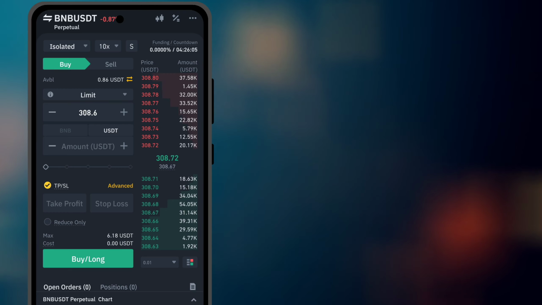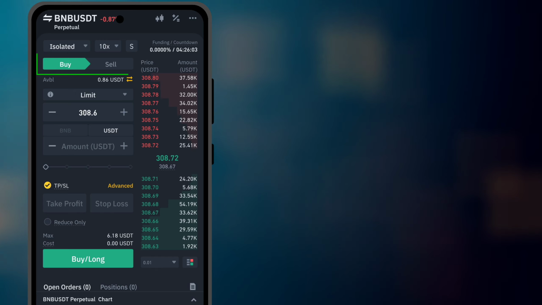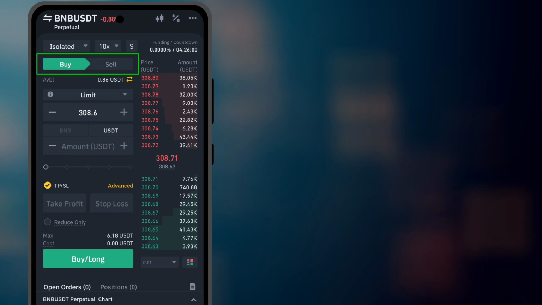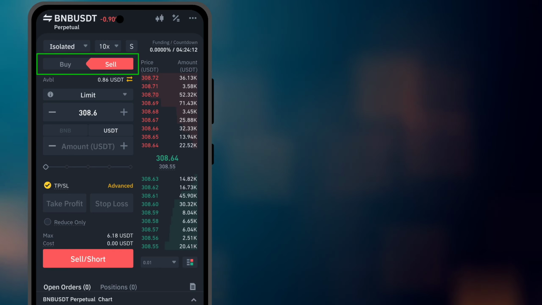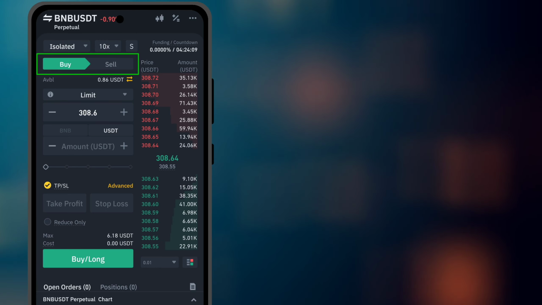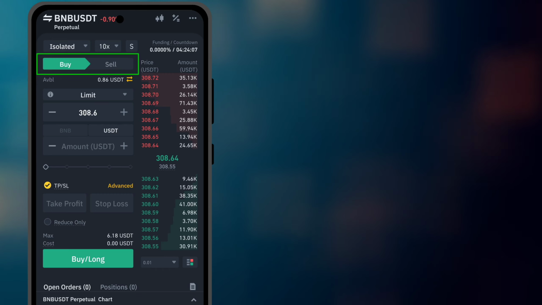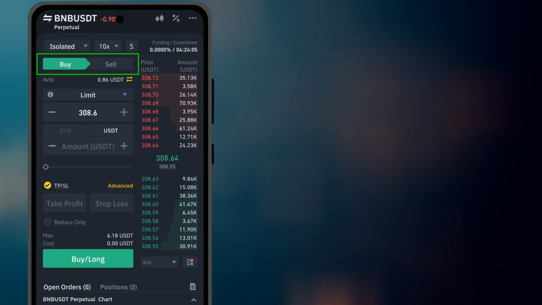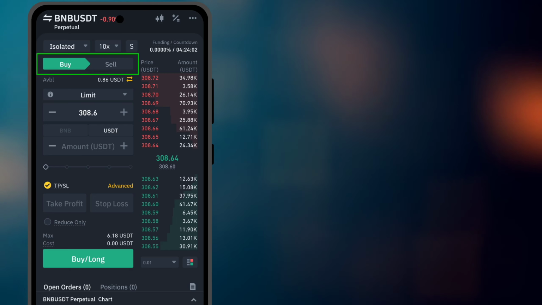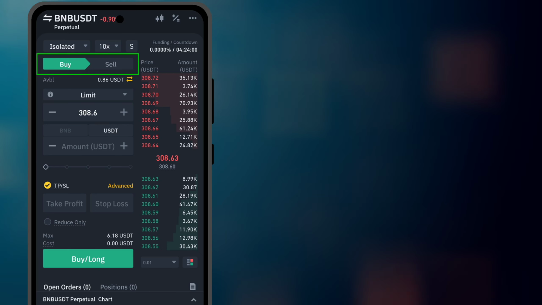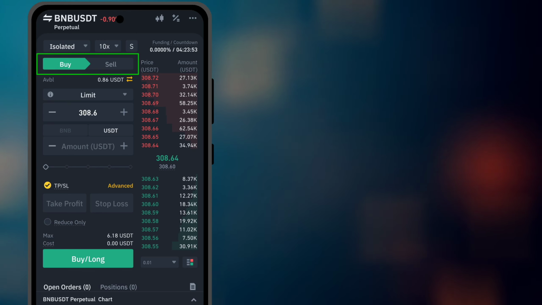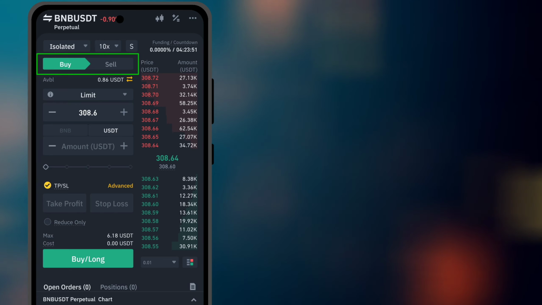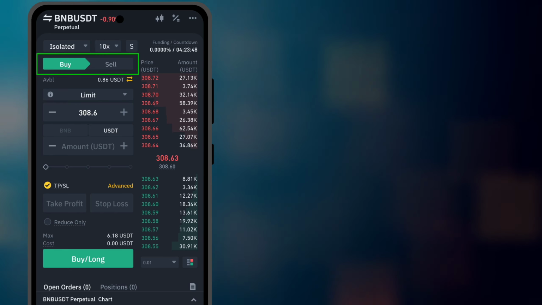So now going back to the left section of this page, you can see directly below the isolated, two tabs, which are the buy and the sell. The buy tab is basically known as the long. So anywhere you see long, it means that they are telling you to buy. The functionality of this buy is that you are expecting the price to go up in the nearest future. You understand? For example, currently BNB is at 308.64. So that means if you want to buy, you're expecting the price to go up compared to the current price. You understand? But if the price is coming down after you click buy, it means that you are at a loss.